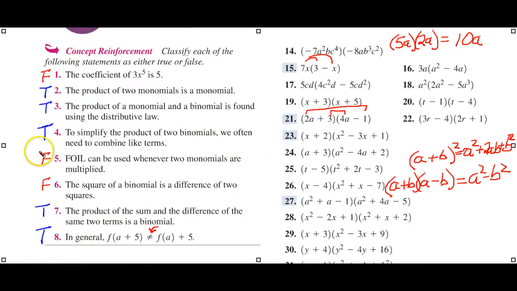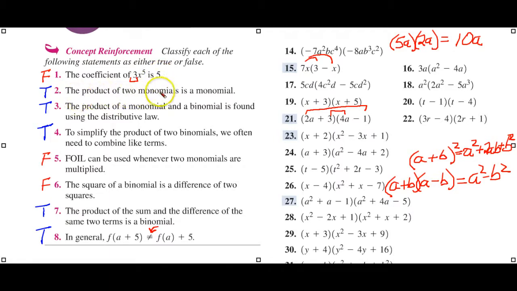Okay, we'll check to see how you did. I have in red the false statements and in blue the true statements. And let's just go over what you have said as to the why. Well, the coefficient of this term is actually 3. The 5 is an exponent.